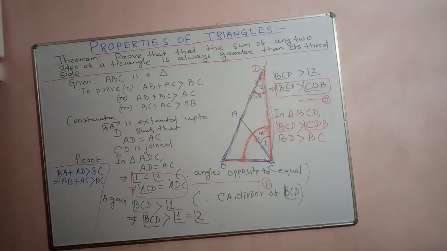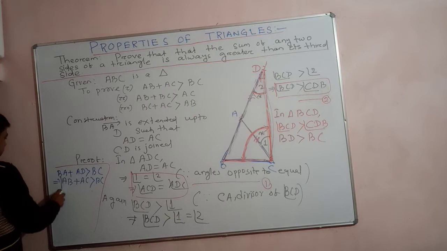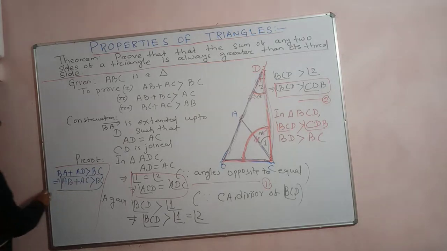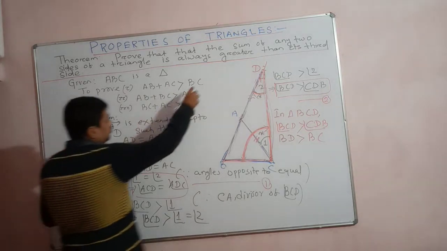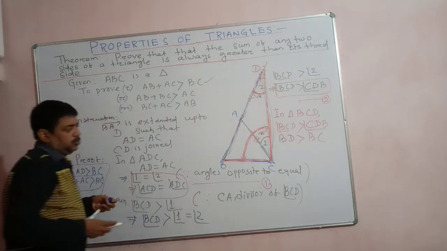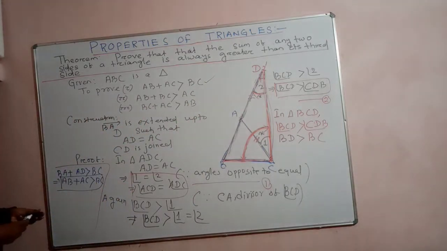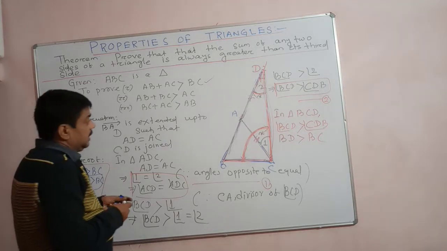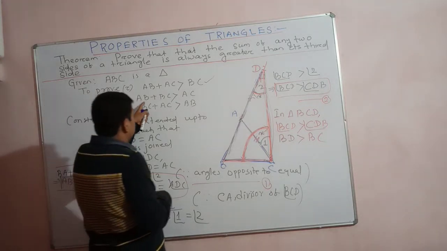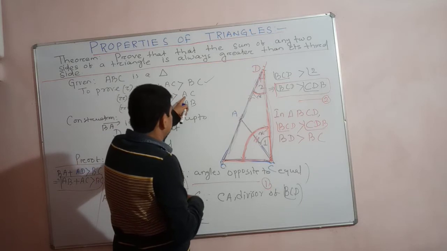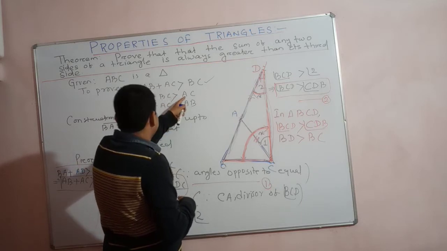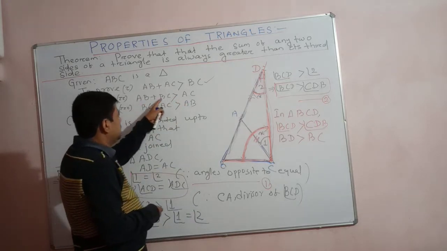Thus we prove that AB plus AC is greater than BC. Is it clear? The first point is proved. Understand? Similarly, we can also prove AB plus BC is greater than AC. Second part. Understand? AB plus BC is greater than AC.